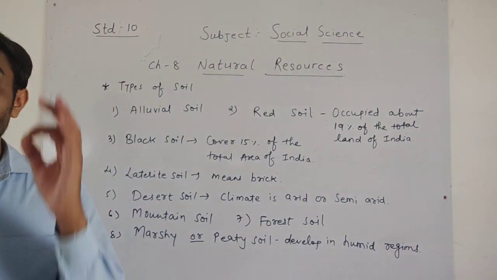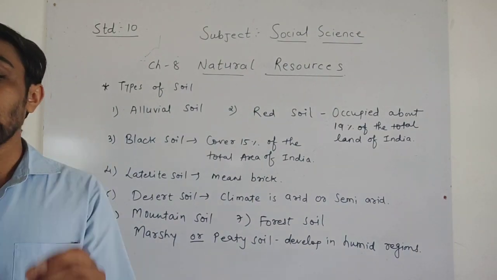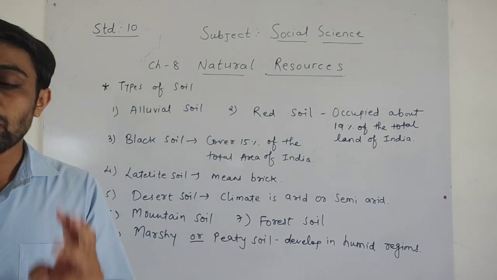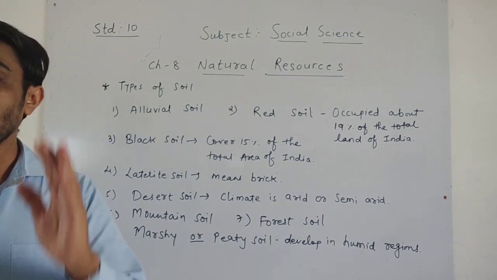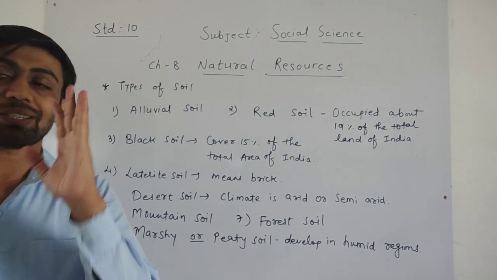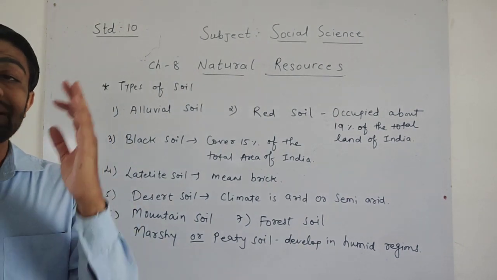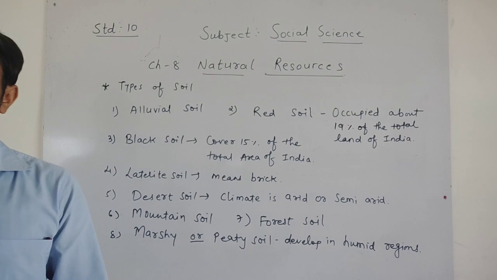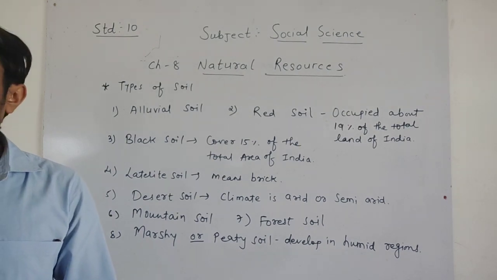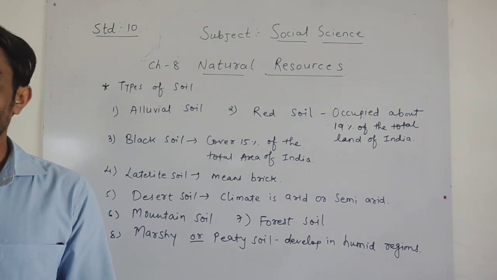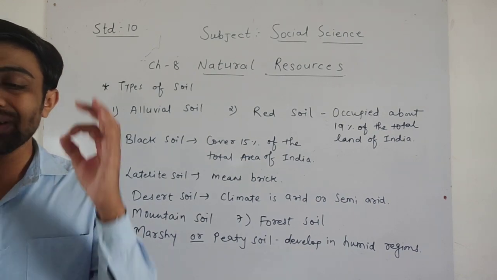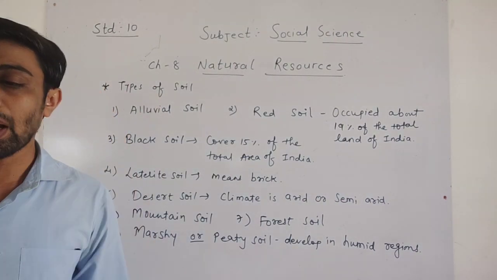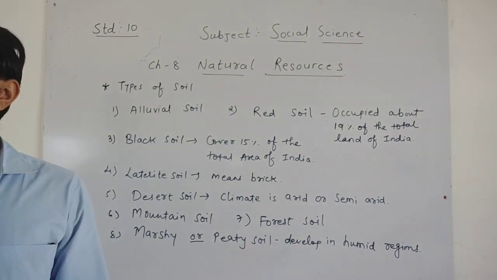Here in black soil, there is a greater proportion of iron, lime, calcium, potash, aluminium, and magnesium carbonate. It is considered to be quite fertile. This soil also has the capacity of retaining moisture. Whenever the moisture dries up, it develops fissures.